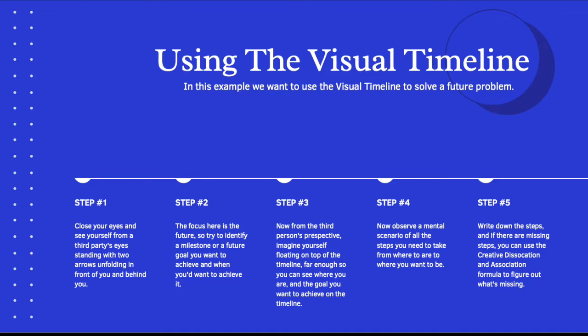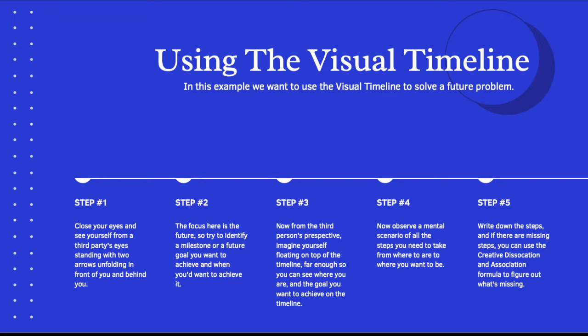Now, step number three, from the third person's perspective, imagine yourself floating on top of the timeline, far enough that you can see where you are and the goal you want to achieve on the timeline. Now, you want to start moving forward towards the goal. And as you do, you are observing whatever is happening around you, especially what's happening on the timeline. As you're moving towards your goal, you can see the steps that you're taking, what you're doing, what you're achieving, the small goals and the small successes that you are encountering in order to reach the big goal, or the big milestone.